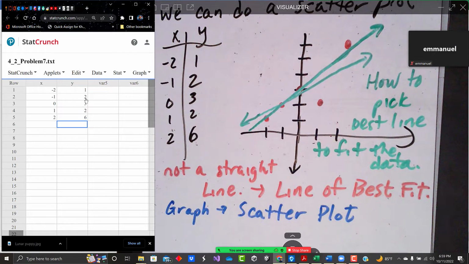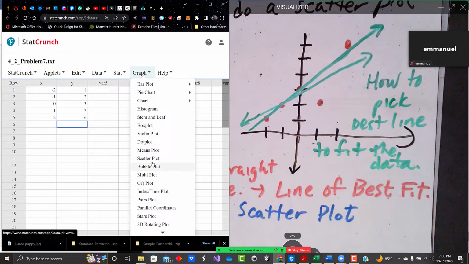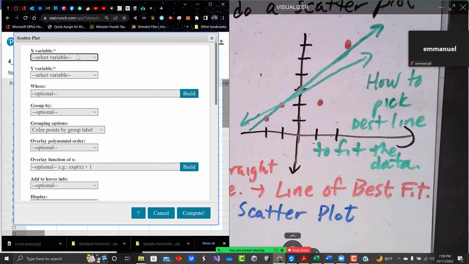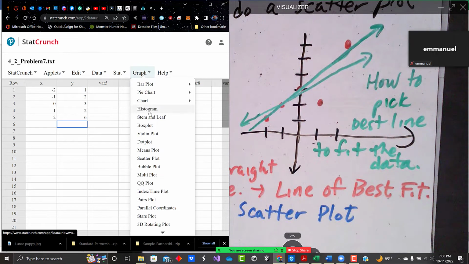So I copied my table over here. And so we're going to do what I had said. Let's do a graph and a scatter plot. It asks us where the X variable is and where the Y variable is. If you do what I did, where you named it X and Y, it's easy to find. Otherwise, you have to look at the individual problem and go from there. So again, graph, scatter plot.